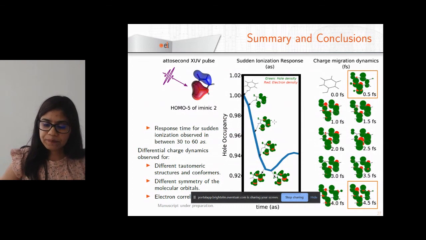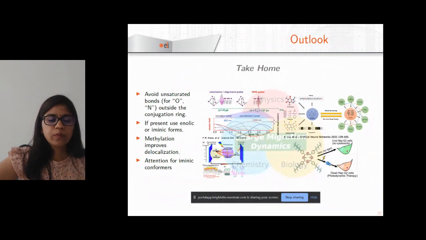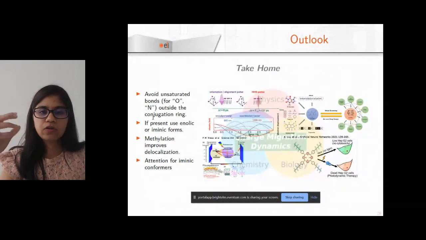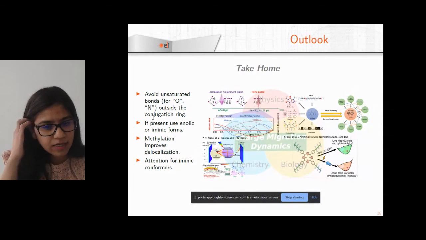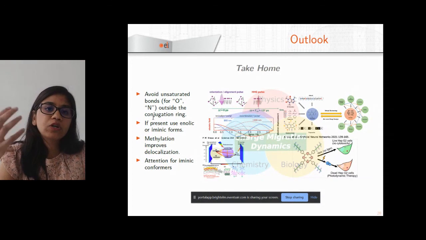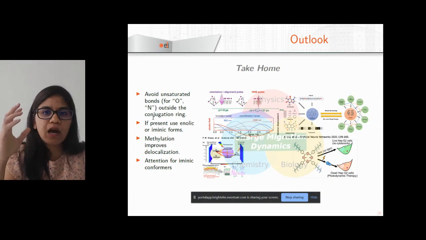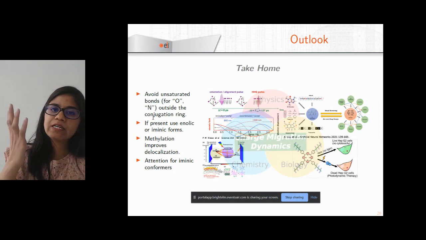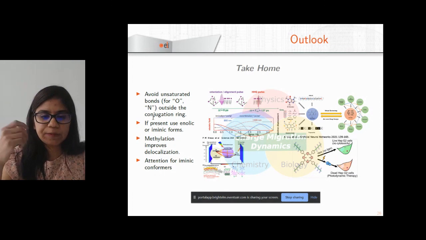Now, this is the take-home message, which can be useful for people who want to do molecular engineering. If you have an oxygen or a nitrogen or sulfur, these kind of groups on the outside of the conjugated ring, then you should avoid that if you want more delocalized. Now, it depends really how you want the molecule to be. You want it to be more delocalized or less delocalized based on the application.